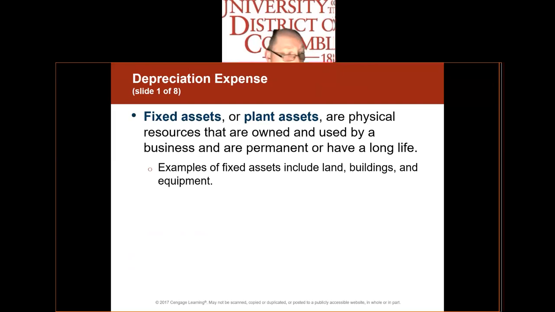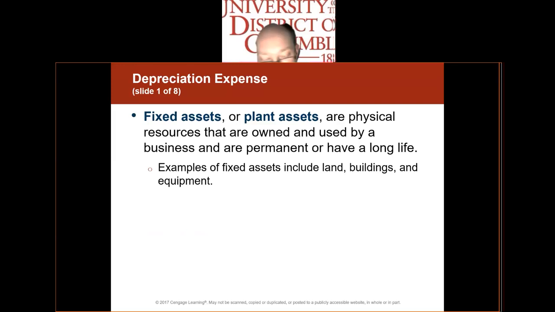Real quick, let's talk about depreciation. Depreciation is an interesting concept. It means that I am depreciating the value of an asset. The best example I could give to you is your car. A car has a specific lifespan, okay, and a specific value.